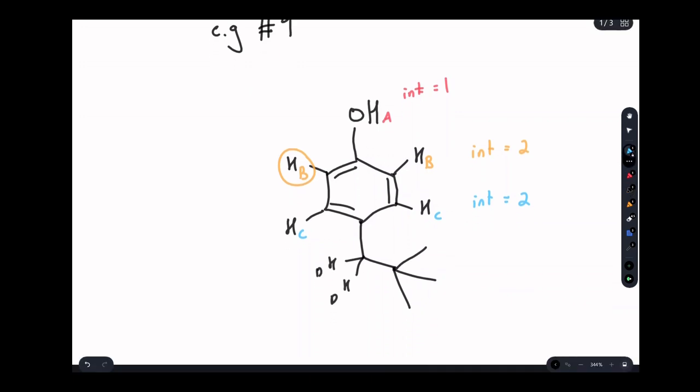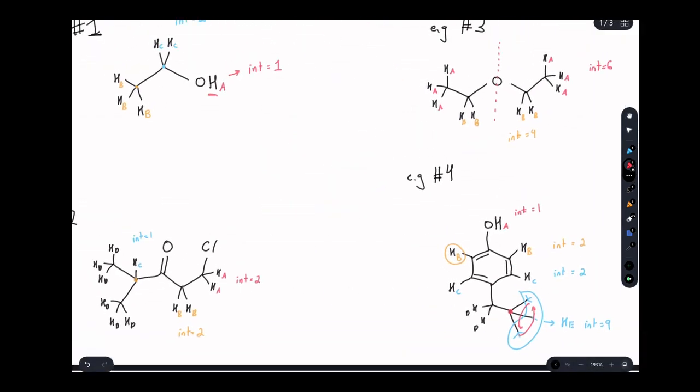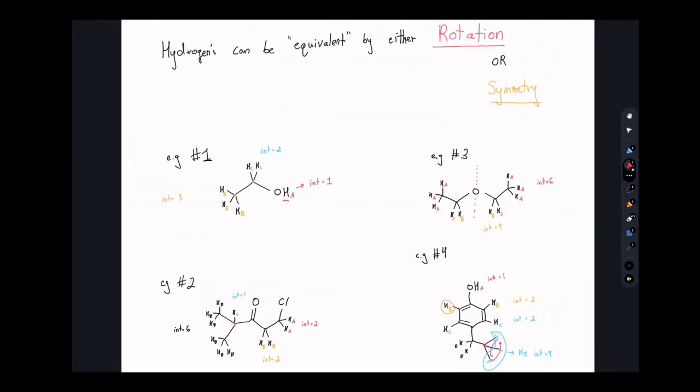And last but not least, very interesting ones. We have 9 hydrogens here that are all going to be equivalent. We call these HE with an integration of 9. Why are they all equivalent? You may have picked up on it by now, but notice that they're all connected to the same sp3 carbon, and they're all able to rotate. I find these four examples to be very informative in terms of seeing how equivalent hydrogens are generated by either rotation, as we've seen, or symmetry.